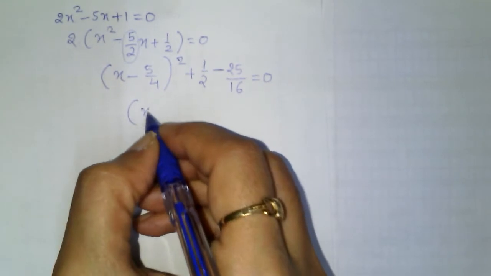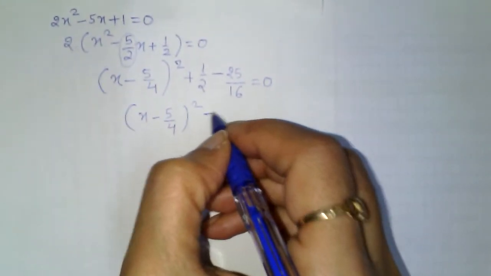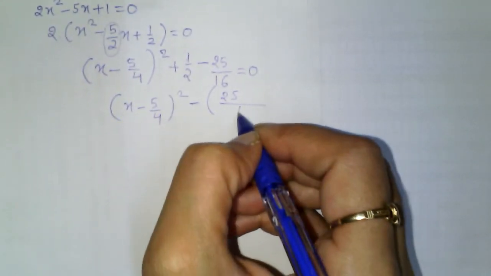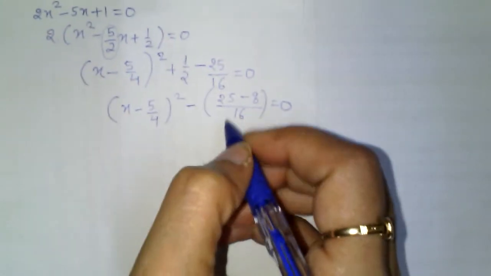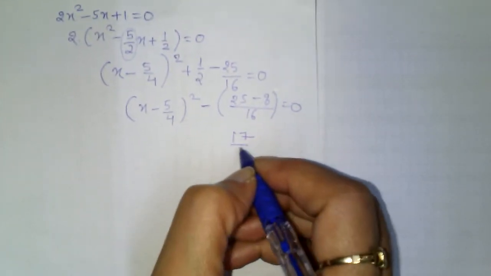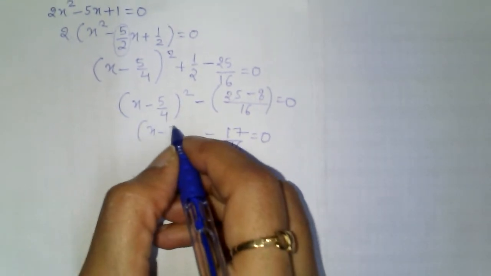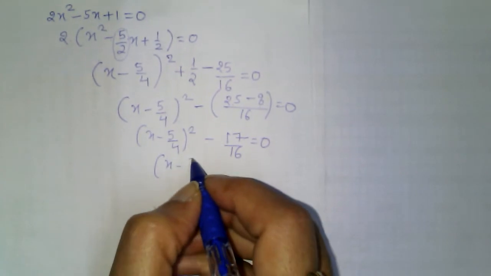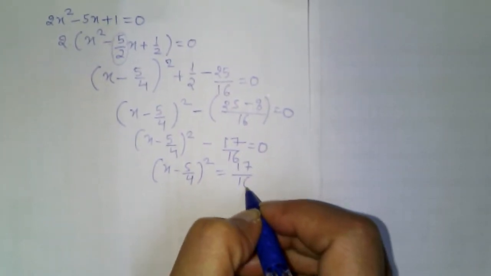Now the only thing left is simplification. X minus 5 by 4 whole square. Now take minus sign outside and you are left with 25. Take the LCM. 16 minus 8 is equal to 0. Got it? And 25 minus 8 is how much? It is 17 upon 16 is equal to 0. And write this x minus 5 by 4 whole square as it is. So this is x minus 5 by 4 whole square is equal to 17 upon 16.